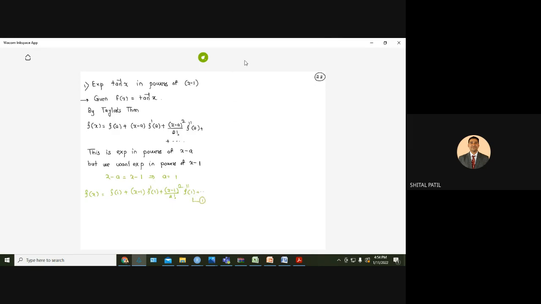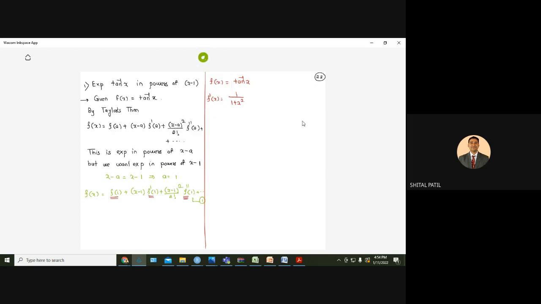So to complete the example, what is required of us? We want to find this f of 1, f dash of 1, and f double dash of 1. Okay, so I'll write it here. Hope this is clear to you. Yes, sir. Okay, now here f of x equal to tan inverse x. Find f dash of x. 1 upon 1 plus x square. We know the derivative of tan inverse x. Hope you remember this formula.